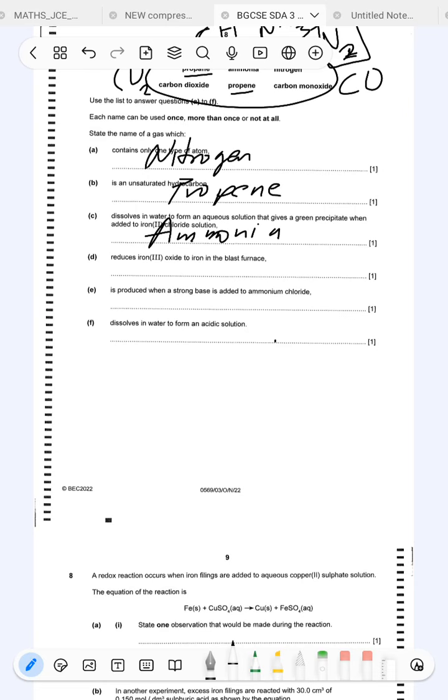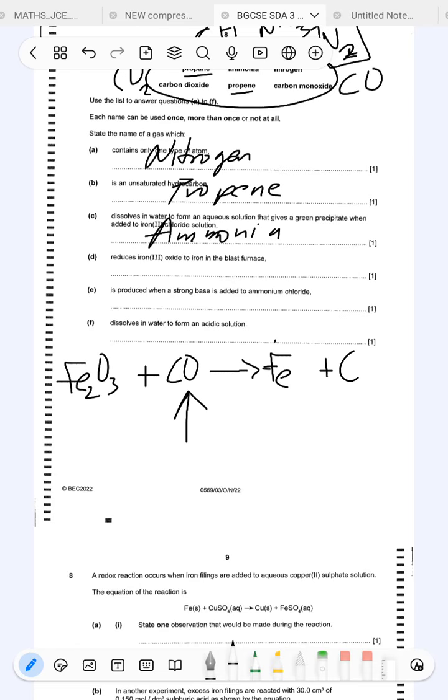D says reduces iron 3 oxide to iron in the blast furnace. Remember, the reaction in the blast furnace is that you have Fe2O3 plus what? Carbon monoxide. Remember, in the blast furnace, it's a controlled environment where higher temperatures favor the production of carbon monoxide instead of the carbon dioxide. The carbon monoxide is coming from the burning of our coke, or the coal, the cured coal that we're using in the blast furnace.